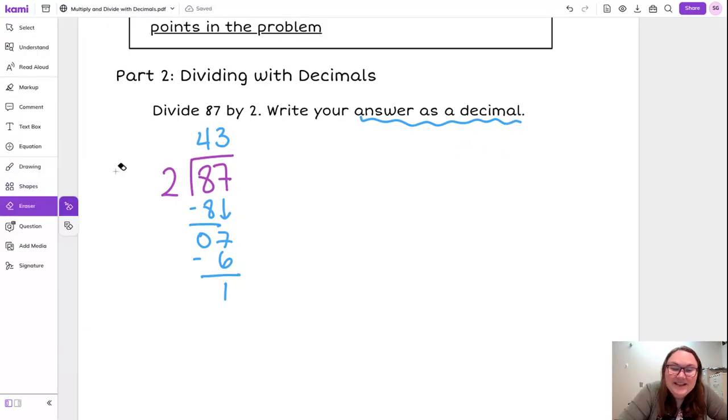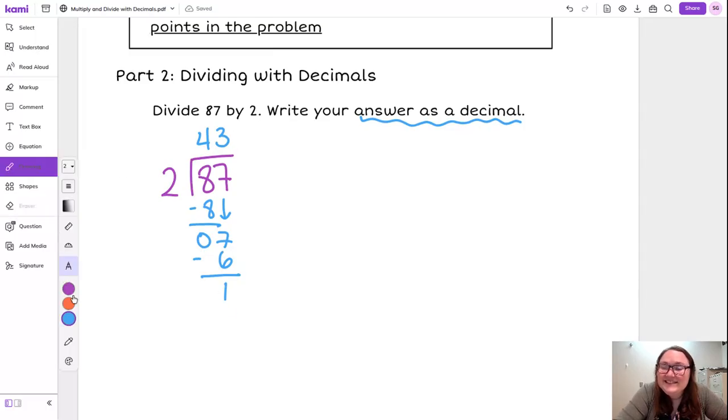The decimal is not going to be 0.1. I do not just take this number and write 0.1. Instead, to find the decimal, we change 87. 87 is the same number as 87.0. Think about what you know about money, right? $87 is the same thing as $87.00. So to help me find my decimal, I change 87 to be 87.0.